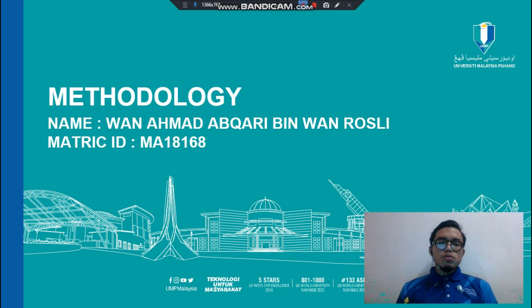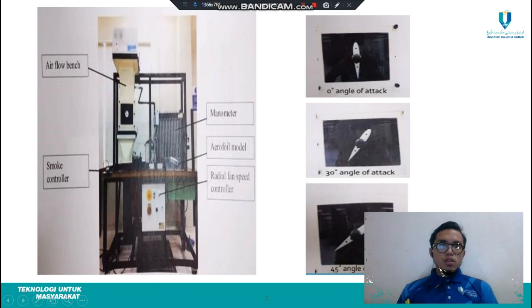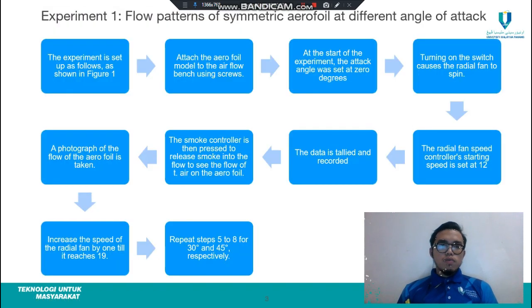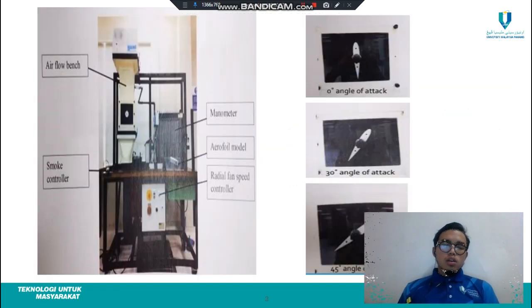Today I would like to explain the methodology for this experiment. The first experiment is the flow pattern of the symmetric aerofoil at different angles of attack. Figure 1 shows the experiment setup. We have a flow bench, smoke controller, manometer, aerofoil model, and radial fan speed controller. It has 0-degree, 30-degree, and 45-degree angles of attack.